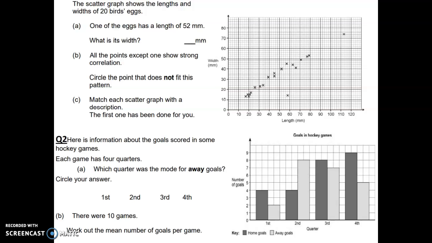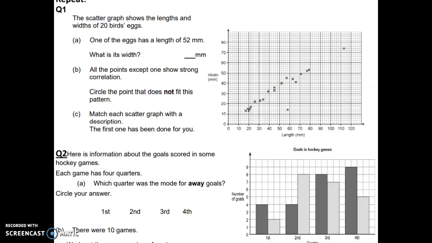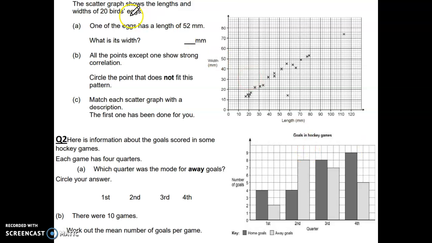Okay, so we're on to the section portion now. So this is the repeat. Question 1 says the scatter graph shows the lengths and widths of 20 birds' eggs. So length going across, width going upwards. One of the eggs has a length of 52 millimeters. So what is its width?